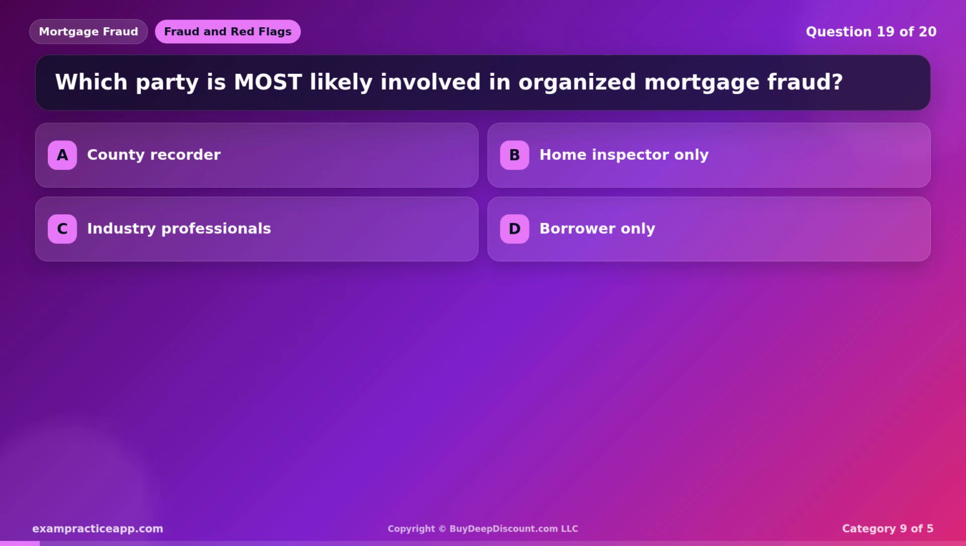Question 19. Which party is most likely involved in organized mortgage fraud? Option A, county recorder. Option B, home inspector only. Option C, industry professionals. Option D, borrower only. Take a moment to choose your answer. The correct answer is option C, industry professionals. Explanation. Fraud rings often involve multiple professionals.